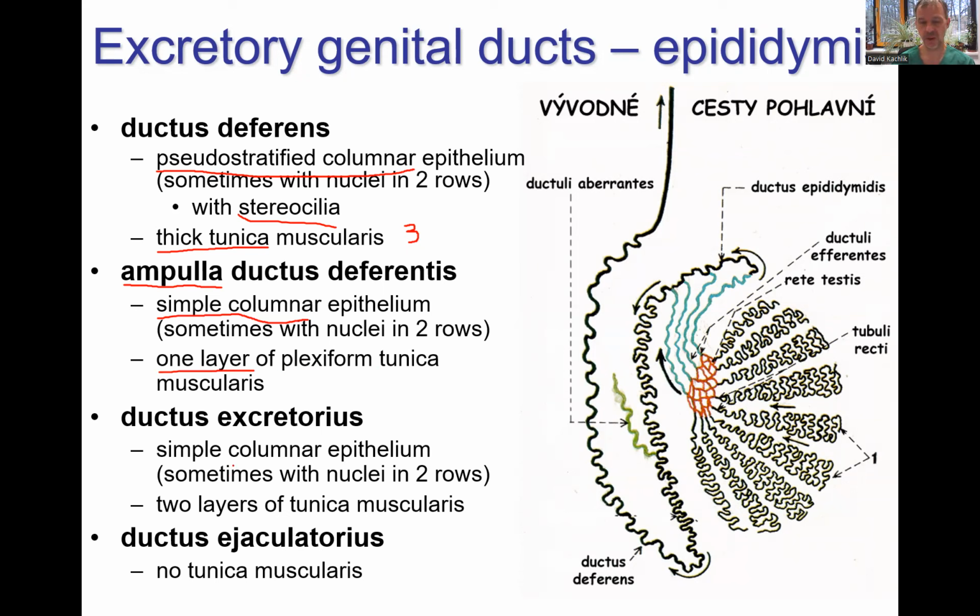It receives the excretory duct from the vesicular gland, from the seminal gland, which is called an excretory duct, lined again with simple columnar epithelium. And when these two ducts join, they form an ejaculatory duct, which is already in the wall of the prostate, so it needs no muscle layer, so there's no muscle layer. But we come to the details of these later.